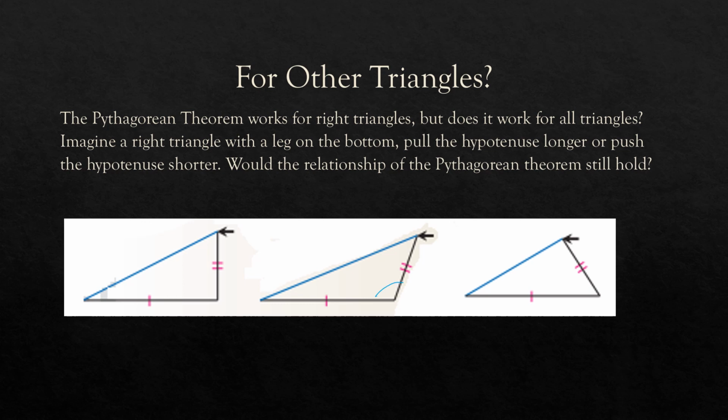These legs stayed the same, but what happened to the hypotenuse, this blue line? It got bigger. So is it now still possible that a squared plus b squared equals c squared? No, c squared will be bigger. What happens if you push this side in and make that right angle now an acute angle? Well, we have made that former hypotenuse into a shorter line, so the Pythagorean theorem will no longer work. In fact, c squared will now be smaller than a squared plus b squared.